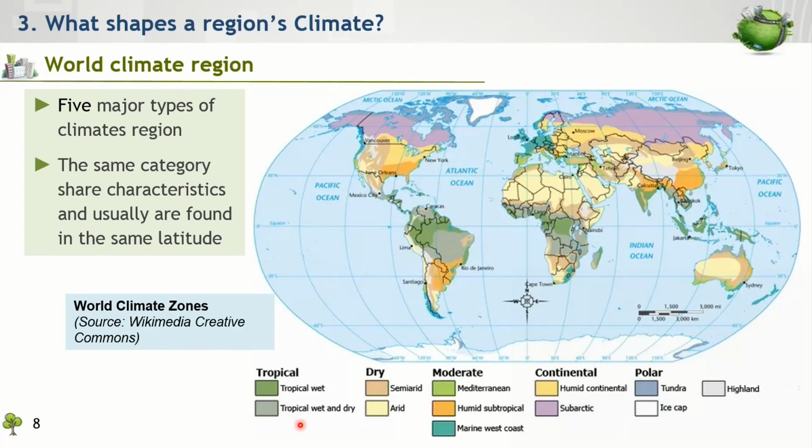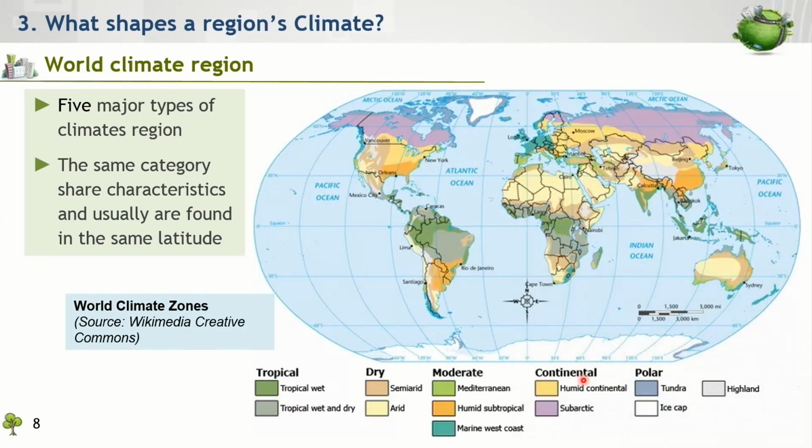The tropical wet and dry subregion has a rainy season and a dry season. Air temperature is generally cooler in the dry season and warmer in the wet season. This climate zone is found next to the tropical wet in America, Africa, and some parts of Southwest Asia.